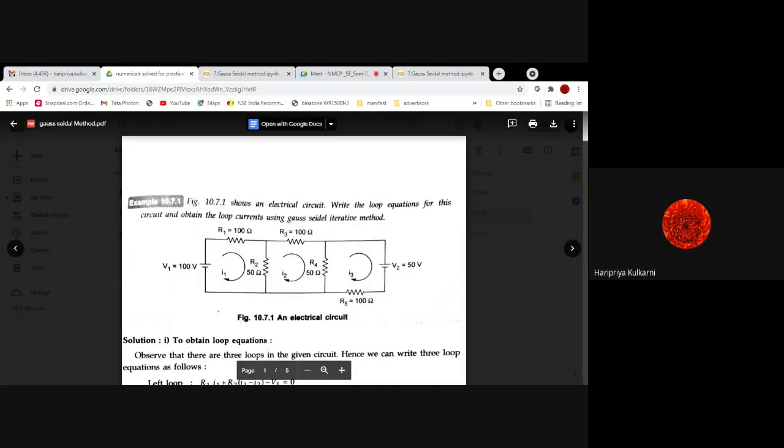An electrical circuit is given to us. We are interested to find out the three currents I1, I2 and I3. This is the circuit wherein we have a 100 volt power supply and a 50 volt power supply. Resistances R1, R2, R3, R4, R5 are 100 ohm, 50 ohm, 100 ohm, 50 ohm, 100 ohm. V1 is 100 volt, V2 is 50 volt.